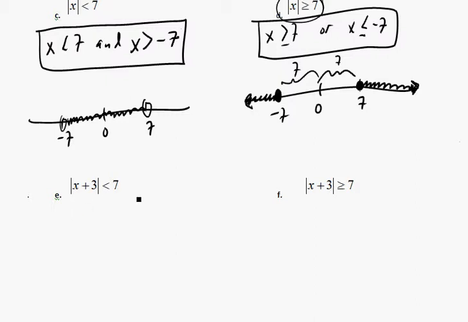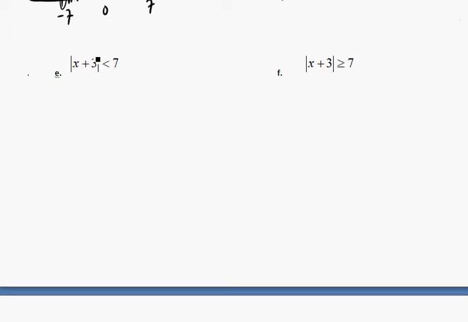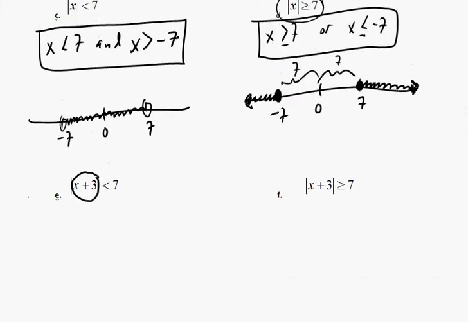Now we can see that the inequalities in E and F are quite similar to C and D, and yet they're slightly different. In E, we have the absolute value of x is less than 7. Well, that means this quantity inside of the absolute value has to be less than 7 and greater than negative 7, just like what we had in C.